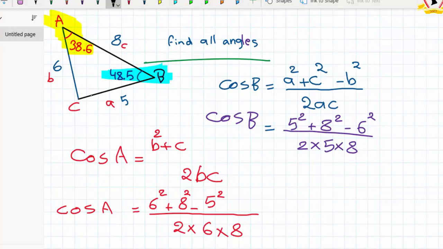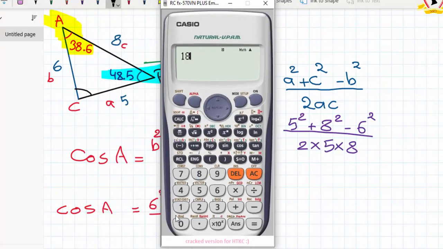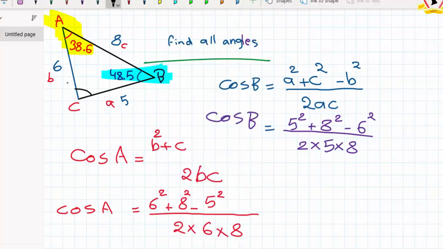So guess, is there another way rather than using cosine rule? Definitely yes. All the three angles together, they add up to 180. We know two angles. Easily we can get the third one. 180 minus 48.5 minus 38.6, that gives 92.9. So angle C is 92.9. Okay, we got all the angles.